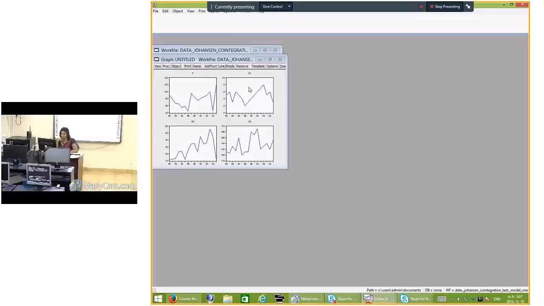Right, these variables, x1, x2 and x3 and y, these four variables increase and change over time. So that is one characteristic of the non-stationarity of the variables. Right, a series may also not increase over time.